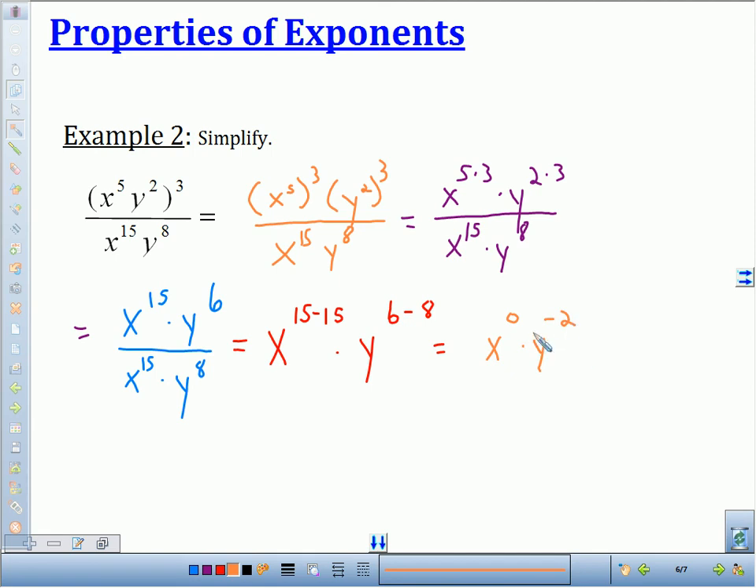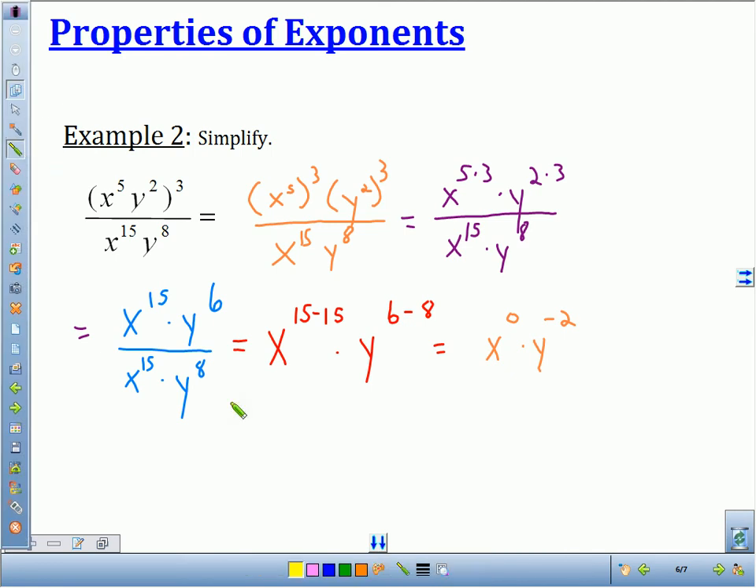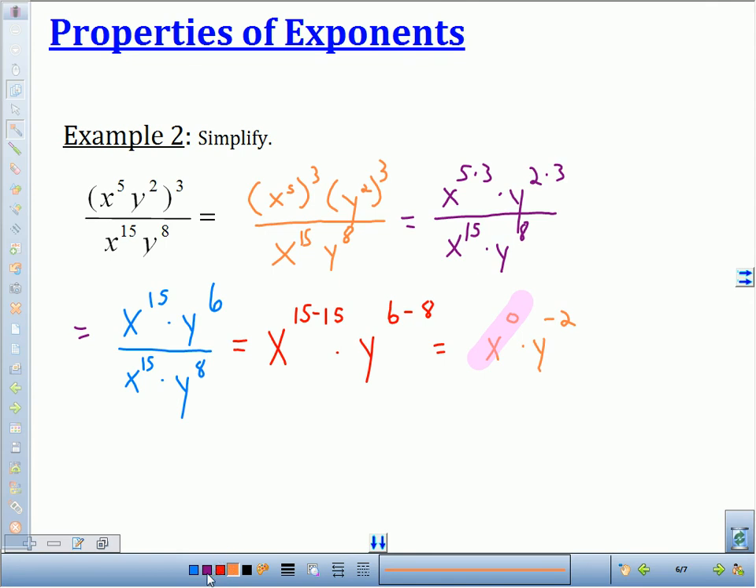Now at this point we're going to see a property that we hadn't dealt with before. The property that we're looking at here deals with this x to the 0th power. Now x to the 0th power is a special case because we have the 0th power. Anytime, and this is a flat rule, anytime you have an exponent of 0, that means that this entire thing, x to the 0, is just 1. So x to the 0 becomes 1 times y to the negative 2nd. And of course, 1 times anything is just itself.